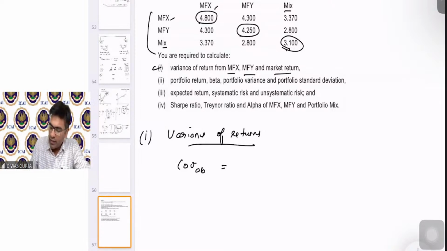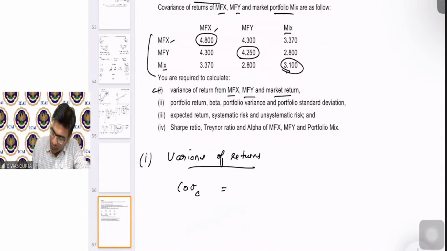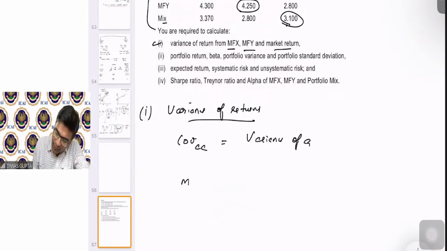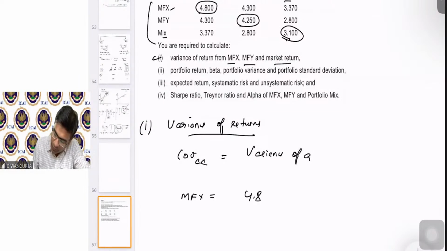So covariance between A and B had a separate formula, but what I'm trying to mention here is that covariance between A and A is actually the variance of A. Okay, so MFX is how much? 44.8. MFY is how much? 4.25 and the market is 3.1.